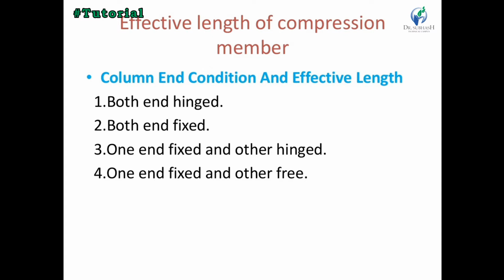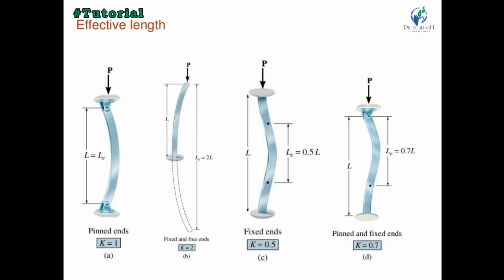So the effective length depends directly on the end condition of the column. Under ideal conditions, the boundary condition of a column may be idealized in one of the following ways: first, both ends hinged; second, both ends fixed; third, one end fixed and the other hinged; fourth, one end fixed and the other free. These are all given to you in the IS 800 code with figures. So what the effective length is, depending on the end condition, will be seen in the next figure.